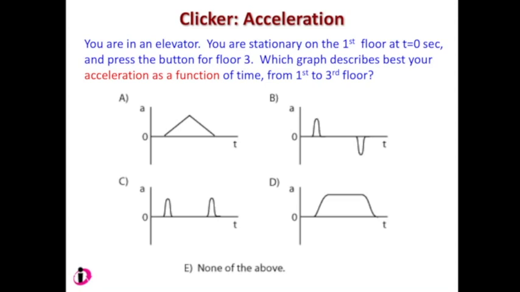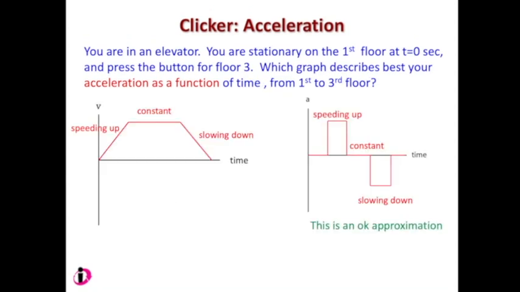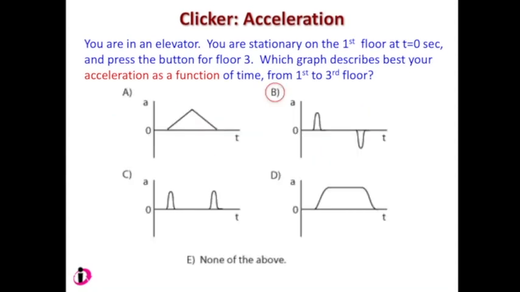So the answer is B. And let's see why. Well, let's maybe go through these first and see why the other ones can't be true. So we know that we start at rest, and then in order to move upward, we're going to need a positive velocity at some point, right? So our delta v over delta t is going to have to be positive. In other words, our acceleration is going to have to be positive in order to get us moving.